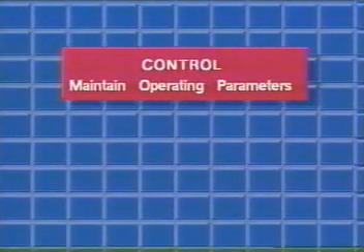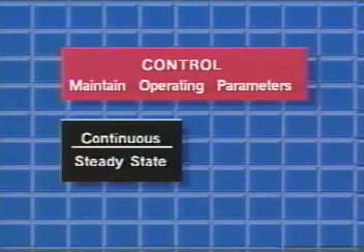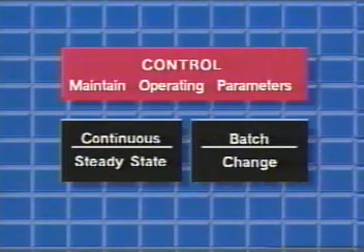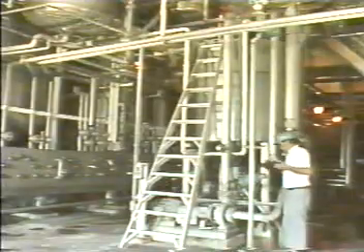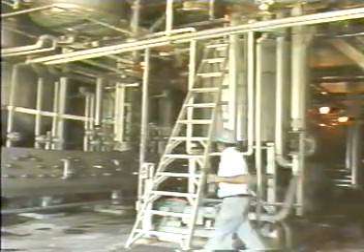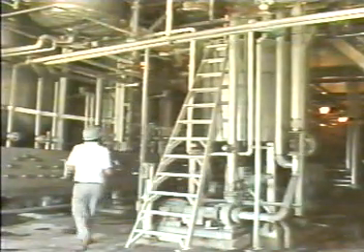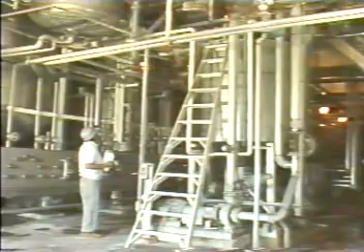So, control of both continuous and batch processes is designed to maintain the operating parameters required to produce the finished product, but with this difference. In a continuous process, control focuses on maintaining a steady state. In a batch process, control focuses on regulating the changes that take place. With this general overview in mind, let's look more closely at some key control requirements that distinguish a batch process.